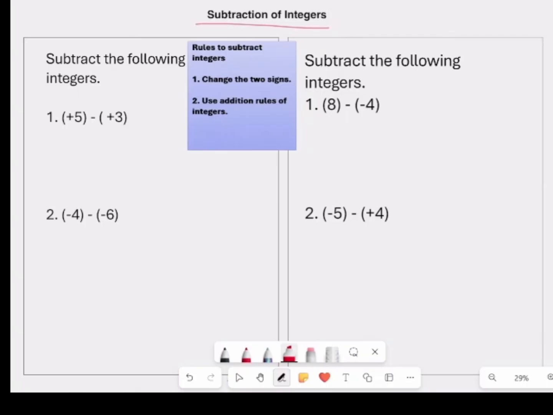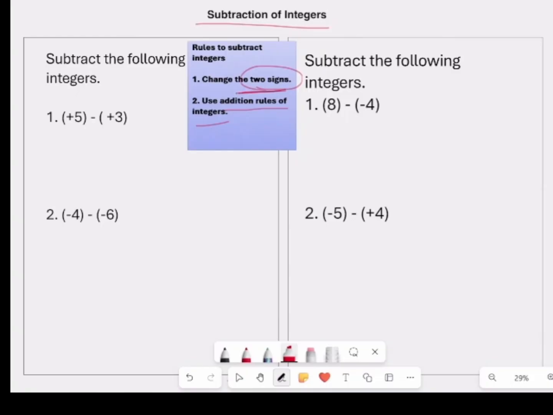But what are the rules to add integers? The rules are pretty straightforward. Basically, we are using only addition rules, but there is only one addition to that, which is change the two signs and then use addition rules of integers. So you need to know the addition rules of integers. That is why I was laying emphasis on going and checking that. Now, there is something interesting, which is two signs. Which two signs are we going to change?